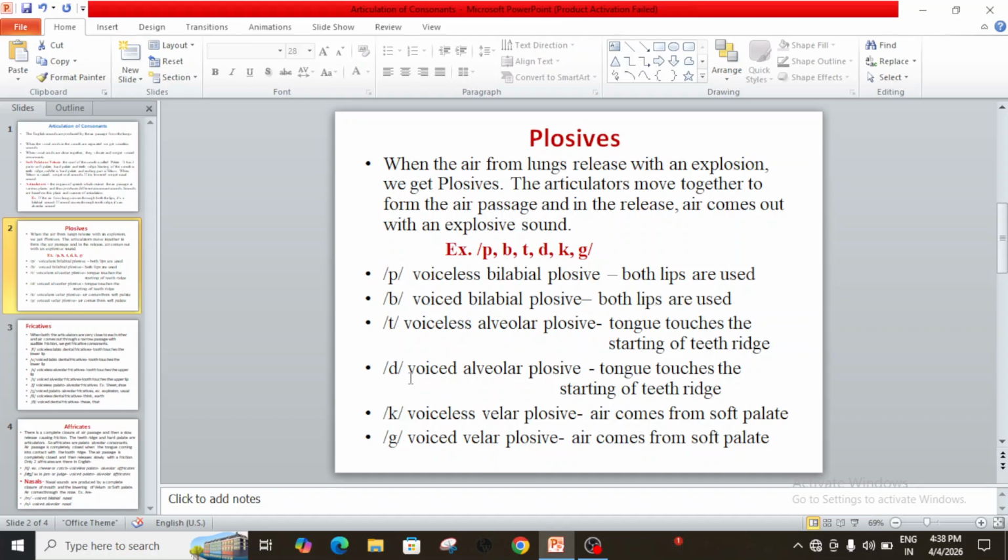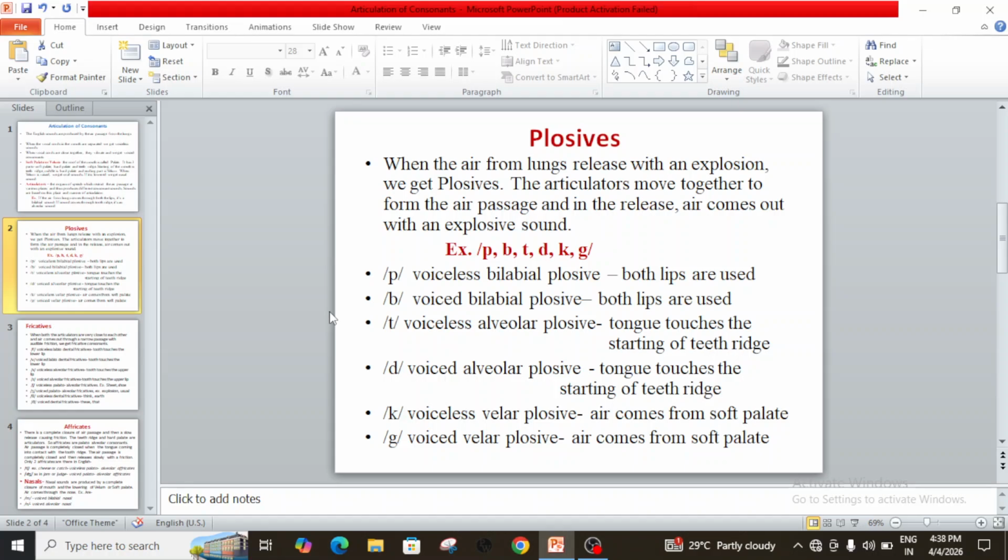Next example is D. When we say D, our vocal cords are vibrating, so it's voiced. Again it's an alveolar plosive, because in D the tongue touches the starting of the teeth ridge.